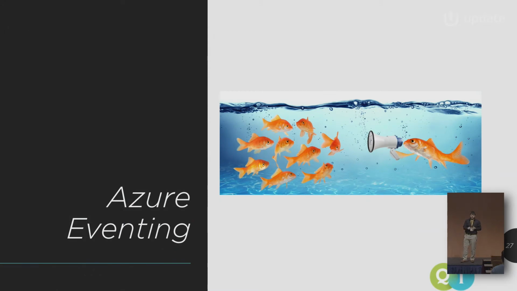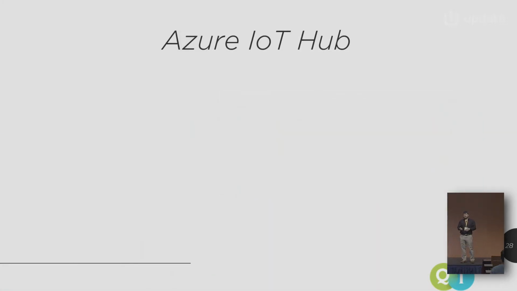Okay, so now we've talked about the actual ingestion architectures. Now we're going to talk about the eventing systems within Microsoft Azure. So first is the Azure IoT Hub. So that's still the ingestion.